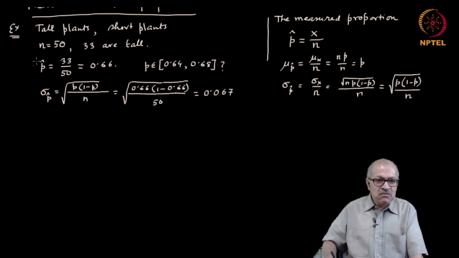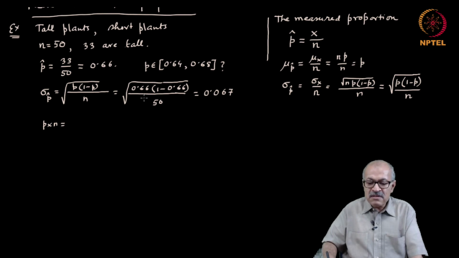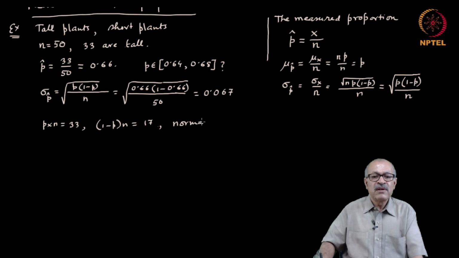Now, will this distribution be a normal distribution? Let us quickly check. P is 0.66. So, P into n is 0.66 times 50, which is 33, and 1 minus P times n is equal to 17. So, both are bigger than 10. So, normal. Okay. Distribution is normal, that is good.